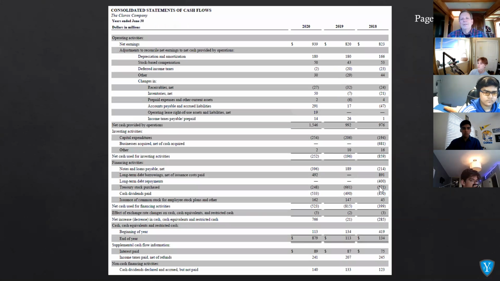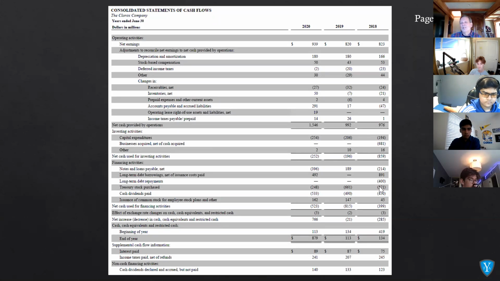The next page, and I won't go through too much detail on this because there's quite a lot of information that takes a while technically to understand here, but this is the statement of cash flows. So it's a little bit like the income statement in that the income statement says, how much profit did I earn at the end of the period of time?